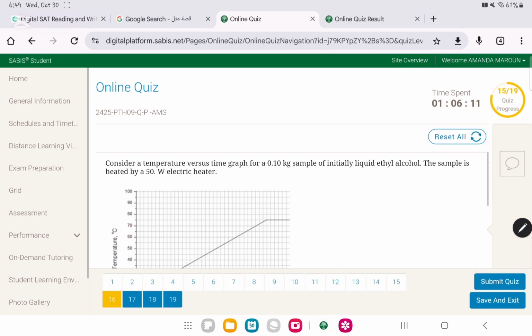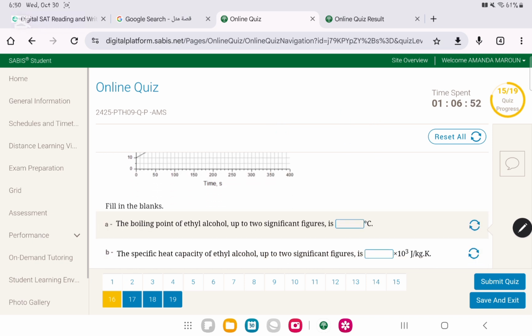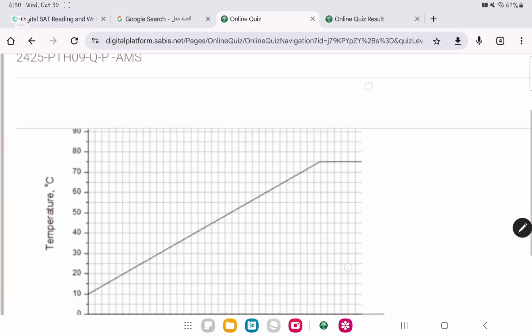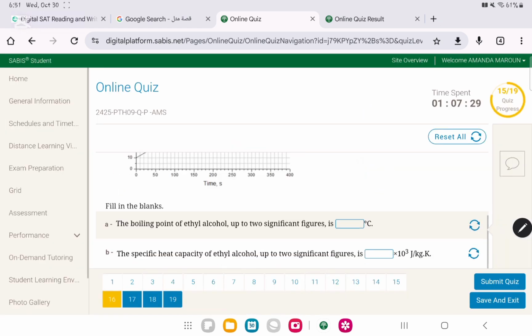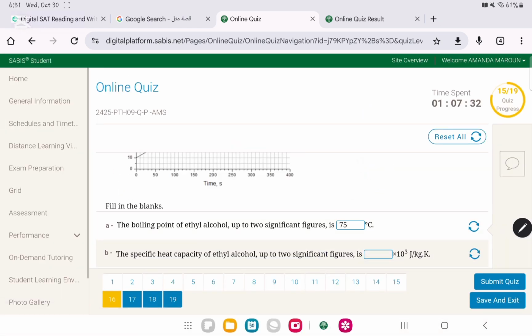Question number 16. So now again, we have a temperature versus time graph. We have the mass, which is 0.1 kg, and we have the power, which is 50 watts. We go down, they're asking us for the boiling point of ethyl alcohol. So we go up, we're going to see at which temperature does ethyl alcohol boil. So here it boils always on the flat line, so it is almost 75 degrees Celsius.